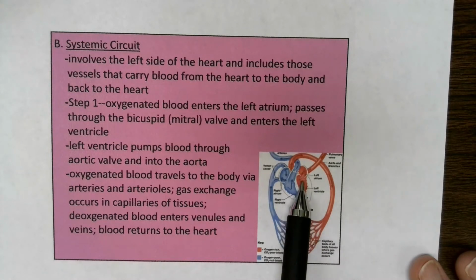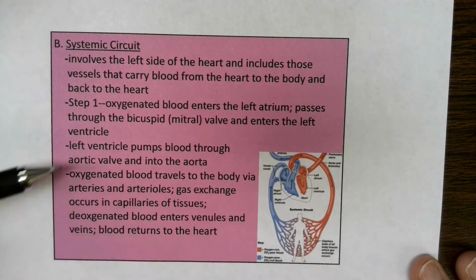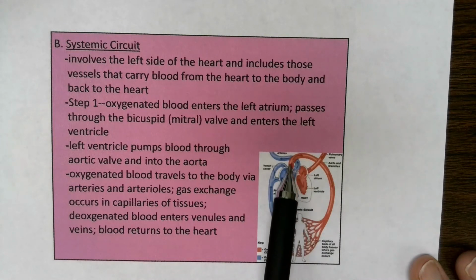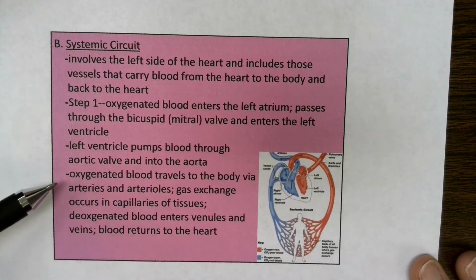It's going to go through this bicuspid or mitral valve, and it's going to go down into the left ventricle, right? Then the left ventricle is going to contract. As the left ventricle contracts, that's going to force open the aortic valve, and the blood's going to flow into the aorta, okay, this red vessel behind the blue one there. Then the oxygenated blood is going to travel to the body via arteries.